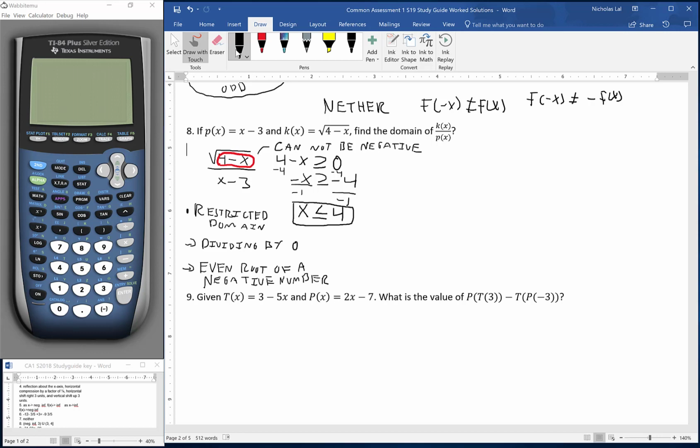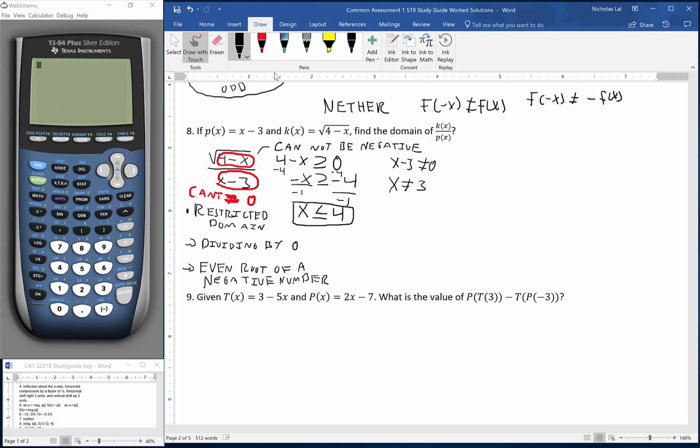Another restriction I have to deal with is that my denominator cannot equal 0. So x minus 3 cannot equal 0. That sets up the equation x minus 3 cannot equal 0. If x minus 3 cannot equal 0, that means x cannot be equal to 3.